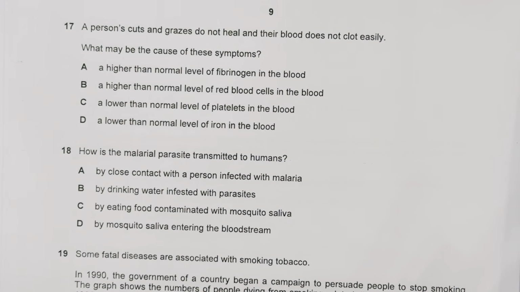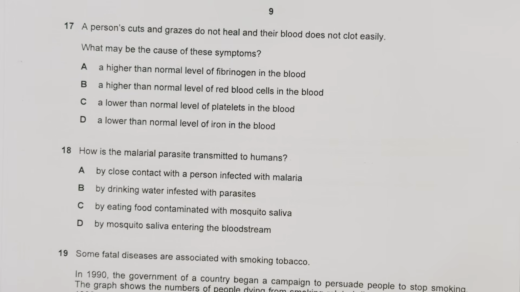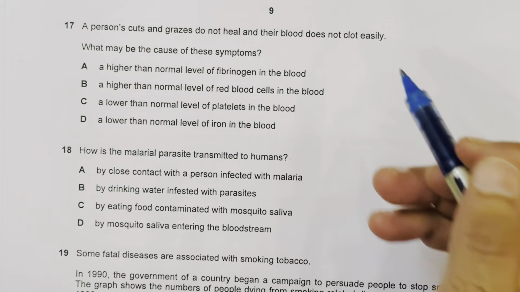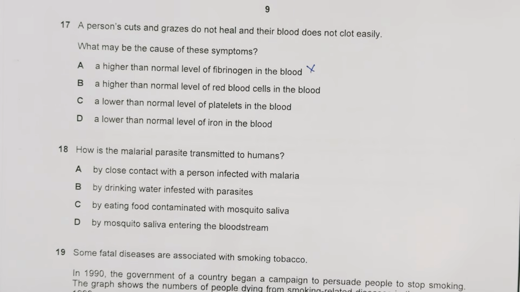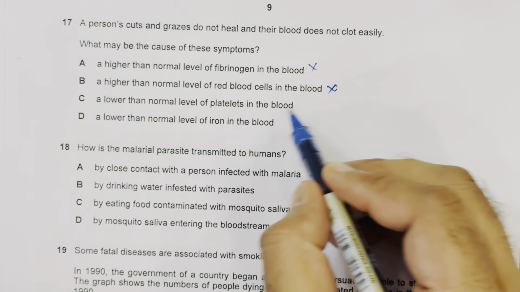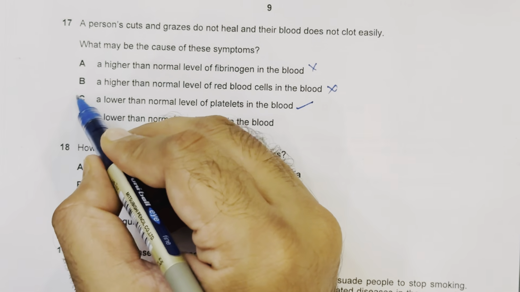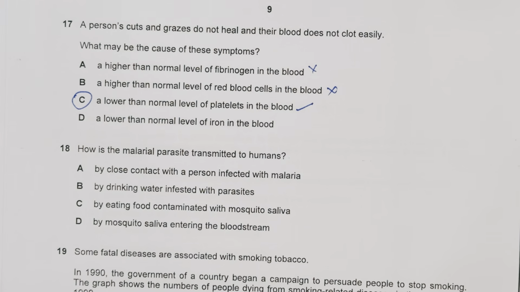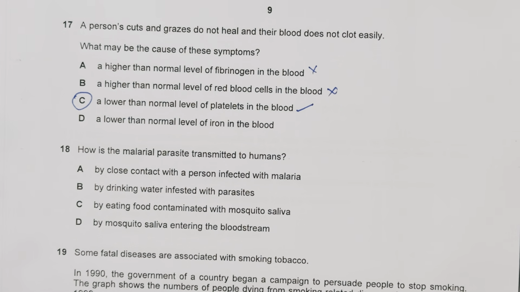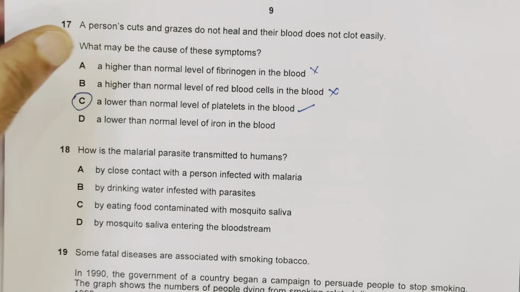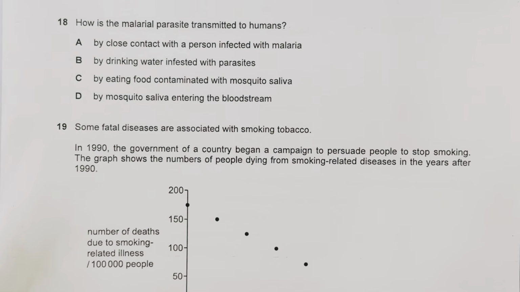Okay. Moving to question number 17, a person cuts and grazes do not heal, and their blood clots does not easily. What may be the cause of these symptoms? So a higher than normal level of fibrinogen in the blood, no. A higher than normal level of the red blood cell, no. A lower than normal level of the platelets, yes. This is the reason of making clots. So option number platelets is less in the body, so there is no clotting, no early clotting forming.